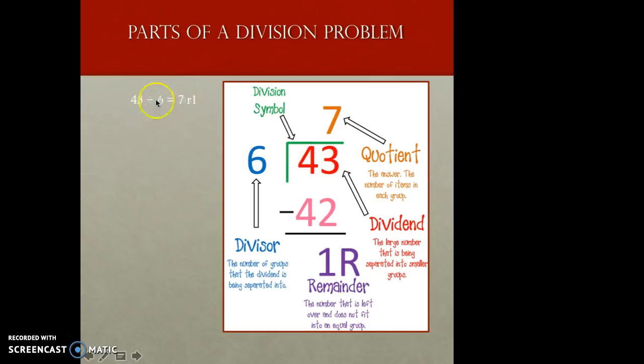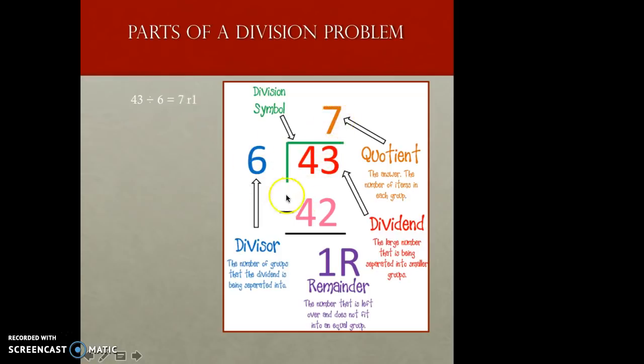The 6 is called the divisor. And when we see division problems like this, it's the one written outside of the division symbol. So that's the number of groups that the dividend is being separated into. So we're taking 43, putting it into 6 groups, and this is going to be our quotient, the answer, the number of items that will be in each group. So in this form, you'll see it at the end.